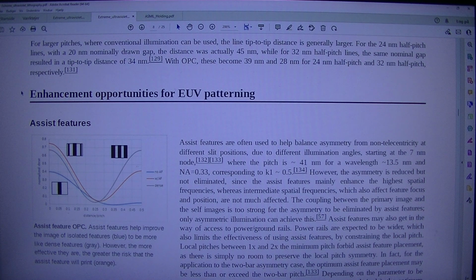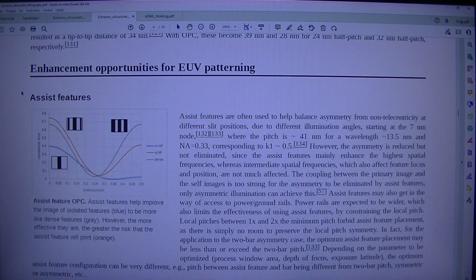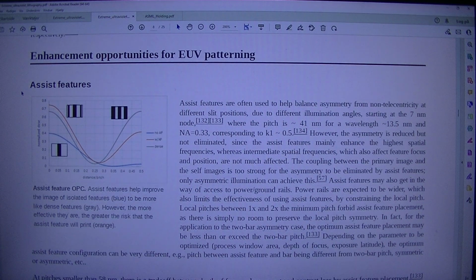131. Enhancement opportunities for EUV patterning. Assist features. Assist feature OPC. Assist features help improve the image of isolated features, blue, to be more like dense features, gray. However, the more effective they are, the greater the risk that the assist feature will print, orange.